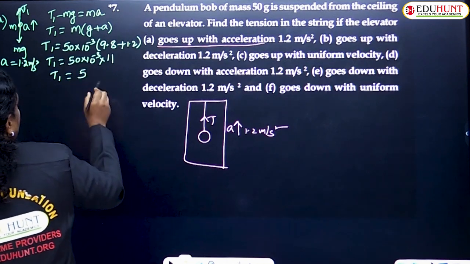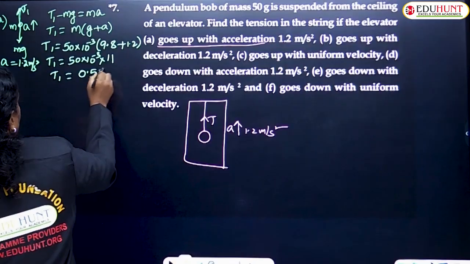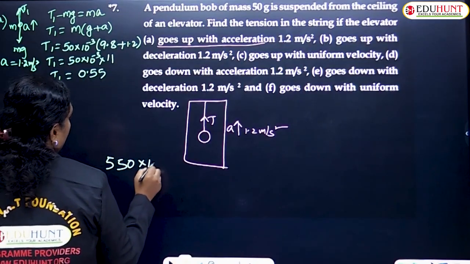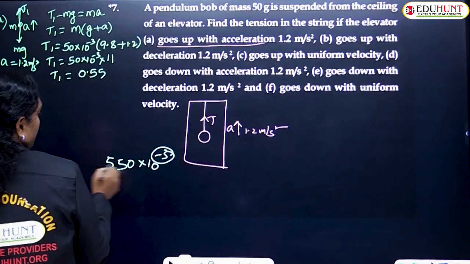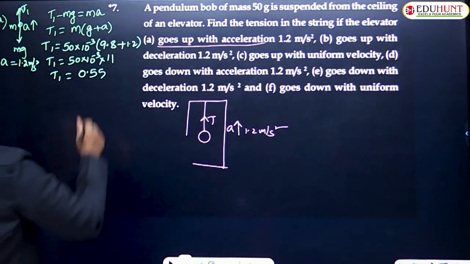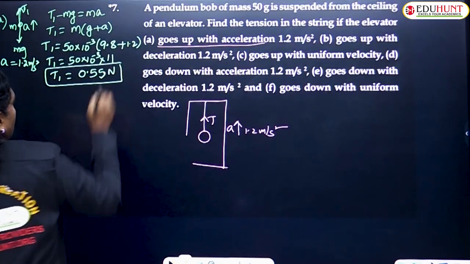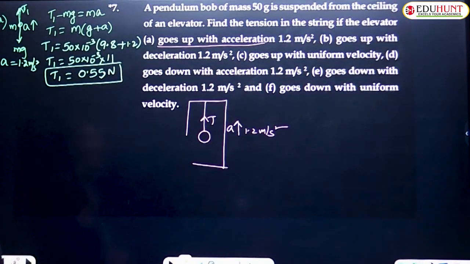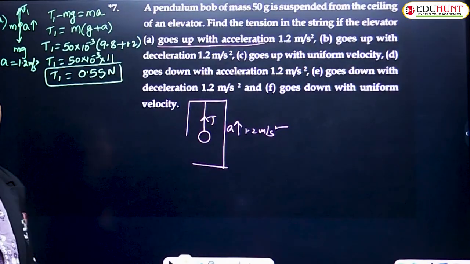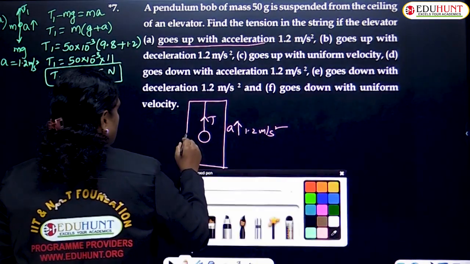So 55 into 10 power minus 3, we can write it as 0.55. So we got it as 550 into 10 power minus 3. So minus 3, bring the decimal over here, so we'll be getting 0.550. Simply it is written as 0.55 Newton. So whenever the lift is moving upwards with acceleration 1.2 meter per second square, we got the tension in the string as T equals 0.55 newtons.